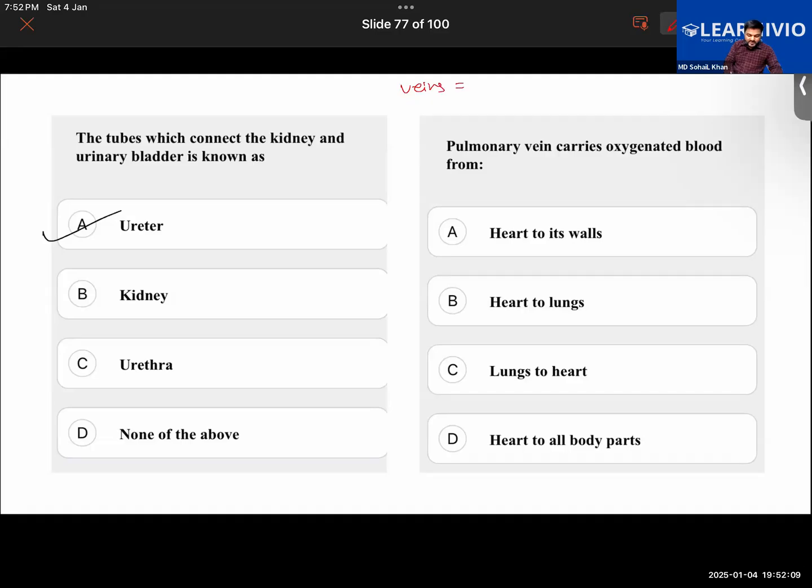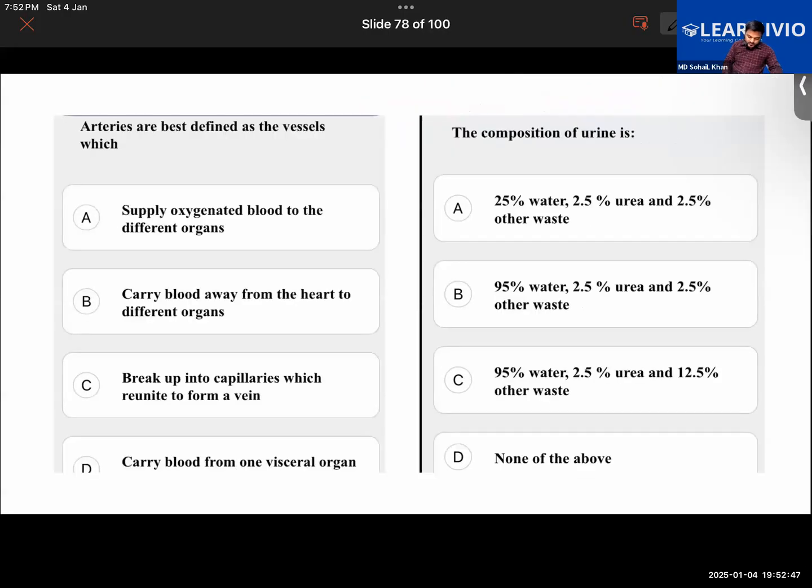Normal veins carry deoxygenated blood. But the pulmonary vein carries oxygenated blood. Okay. Next, you should know that the veins bring the blood from the body to the heart. H for heart. But what the pulmonary vein does is bring blood from the lungs to the heart. Exactly.